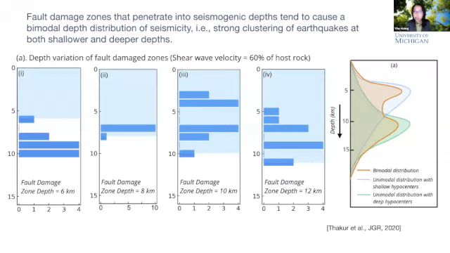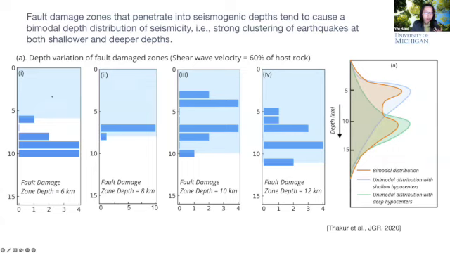So this is indeed what we saw if we compile all the simulations that have fault zones ending at a certain depth. Here is the histogram of the hypocenter locations for fault zones that end at 6 kilometers, 8 kilometers, 10 kilometers, and 12 kilometers.